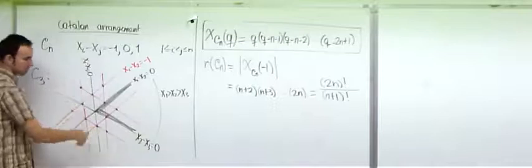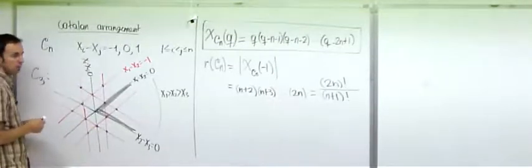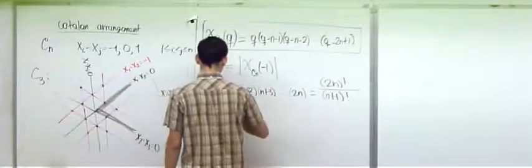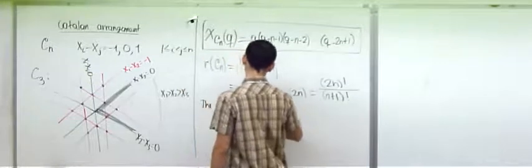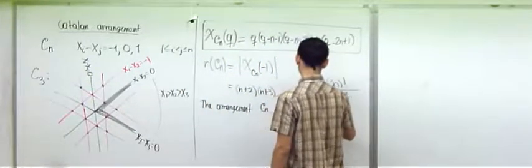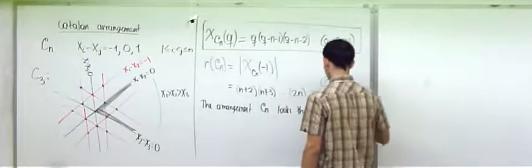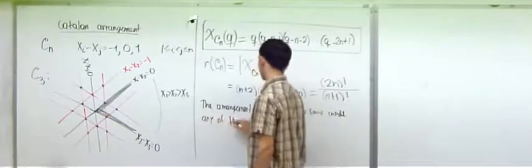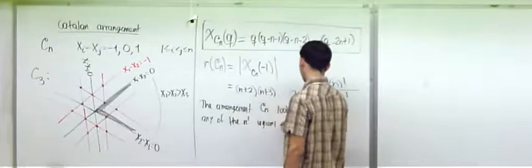In this case, there's 6 chambers. In general, there's n factorial chambers. Right? So let me say that the arrangement Cn looks the same inside any of the n factorial regions of the braid arrangement.